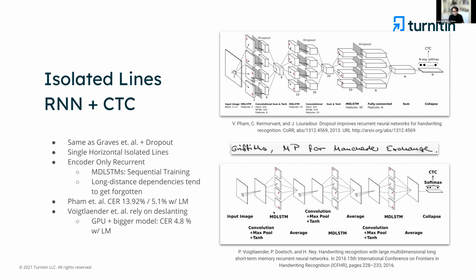Another similar model, Voigtlander, relies on deslanting. They take the text, segment it, and then deslant it, which means, again, more heuristics applied. Based on that, I think they got the best CER, which is 4.8%. But I'm sure if you take some other data set which is not like IAM, that deslanting is not going to work. These models that rely on heuristics are pretty brittle.